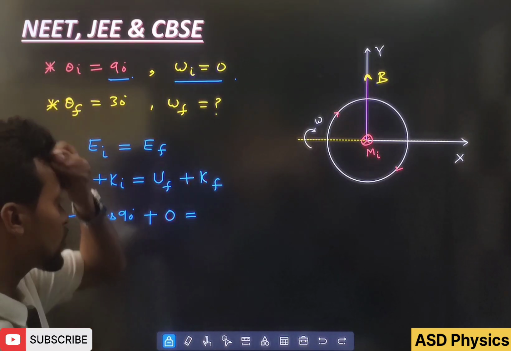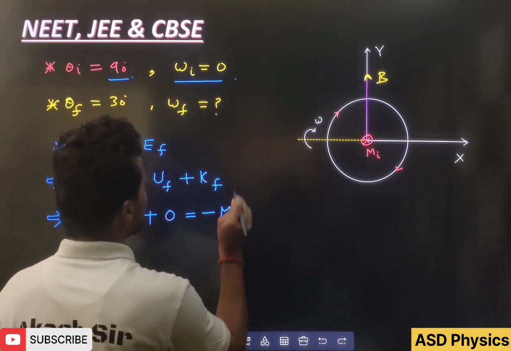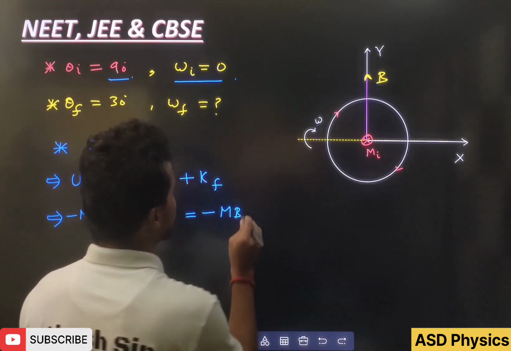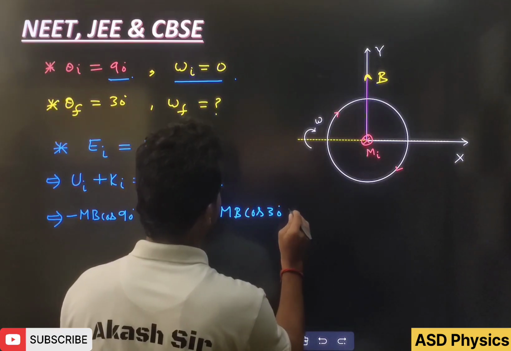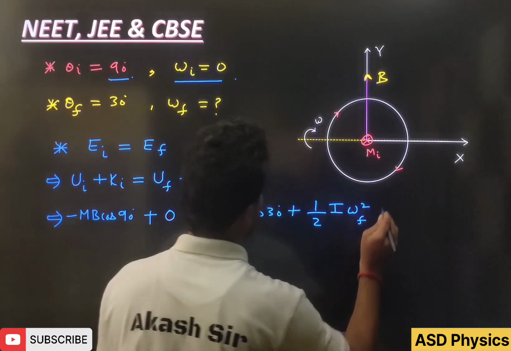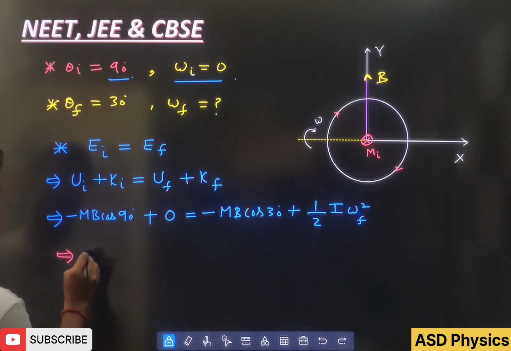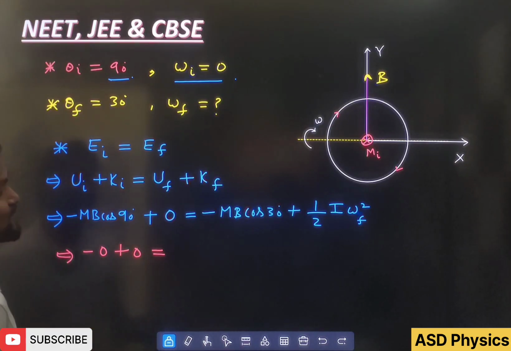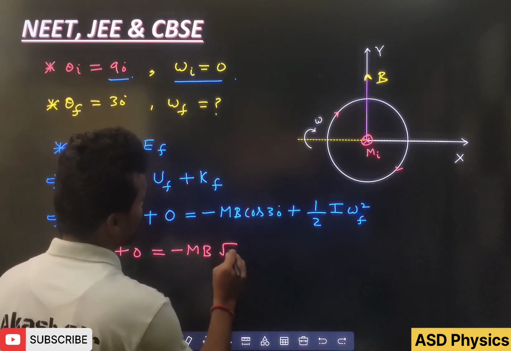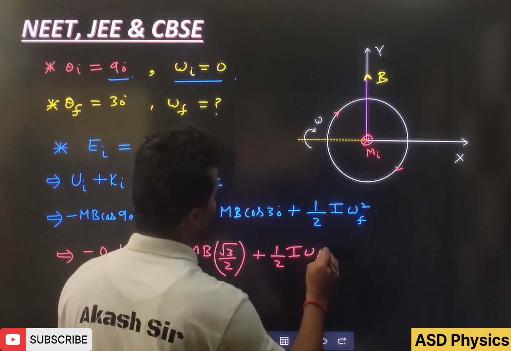Is it? Now what about the final potential energy formula? See, minus MB, and as I have told you very well, when it has rotated by 60 degrees, then how much angle is it making? 30 degrees. So minus MB cos 30 plus this one will be given here. Now rotation is there, so half I omega square finally. Is it? Now we are just going to simplify this, very basic. You can see very well, cos 90 means 0, so anyhow minus 0 plus 0. Okay. And here you can see very well what will come here, see, minus MB cos 30 value, root 3 by 2, plus half I omega f square.